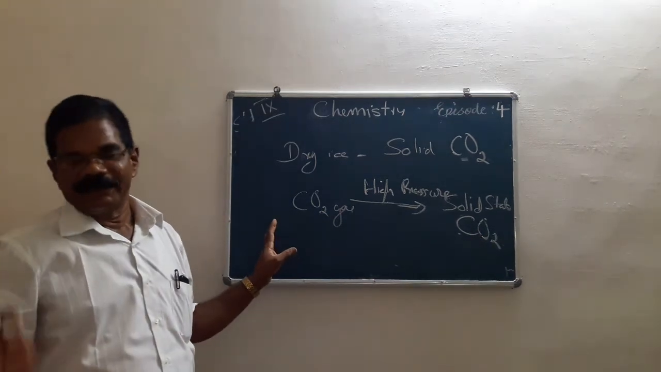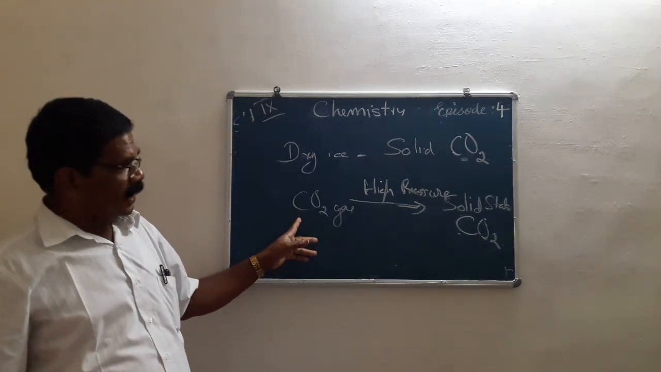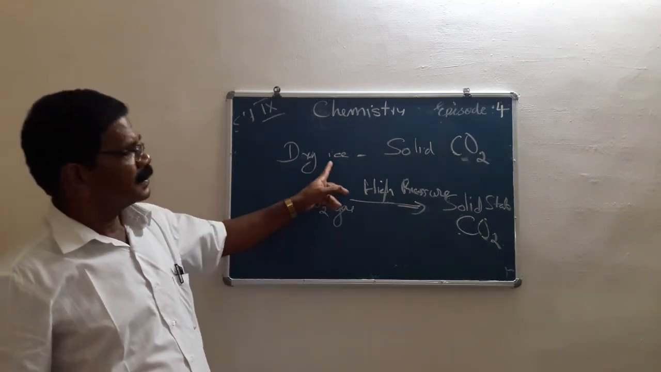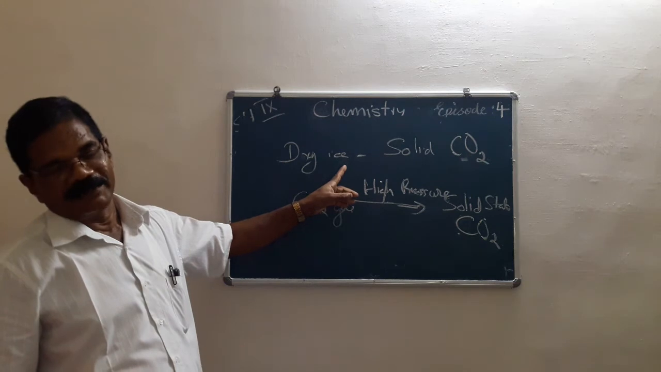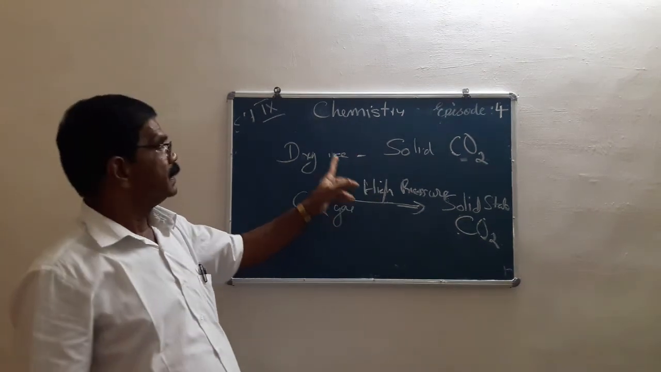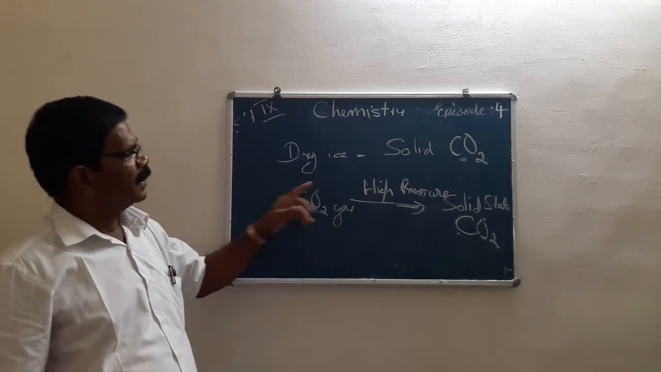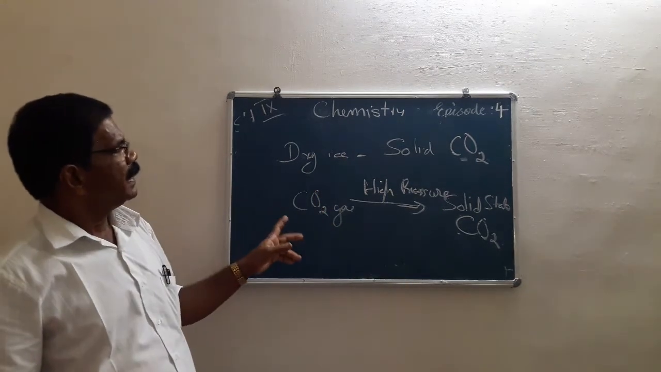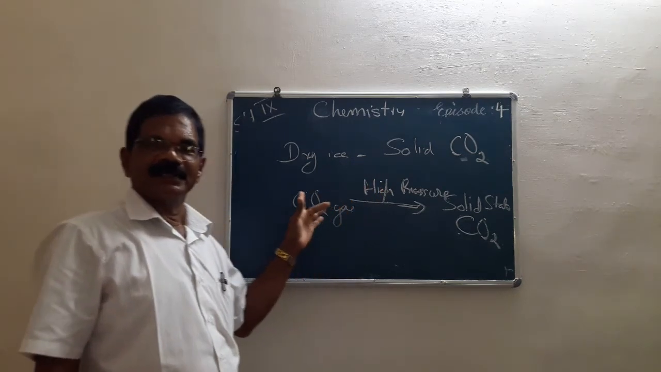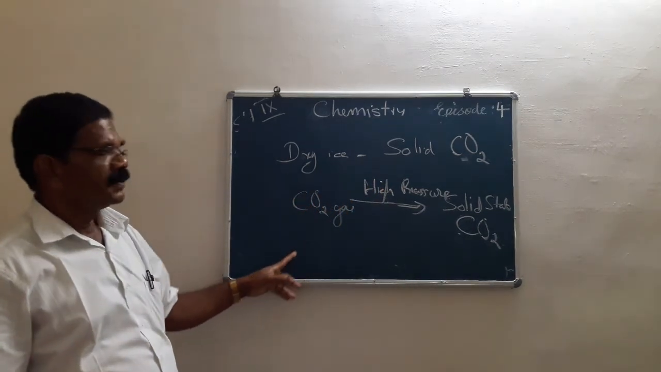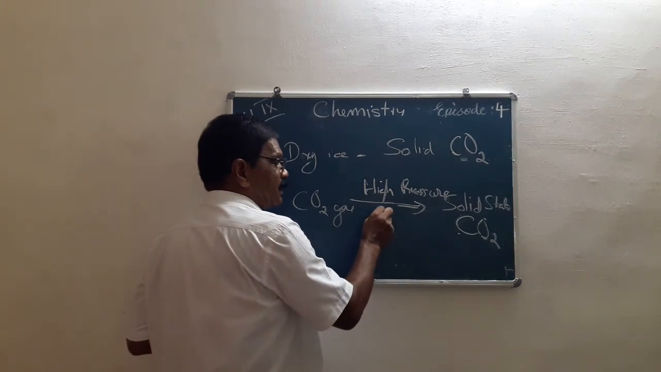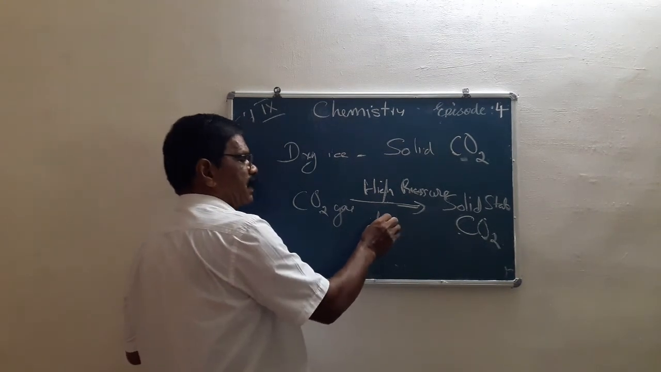So the industrial name of solid carbon dioxide is dry ice. Solid carbon dioxide is commonly known as dry ice. Then there is a question: why is it called dry ice? Why is it not called wet ice? It is called dry ice because it does not go through the liquid state.